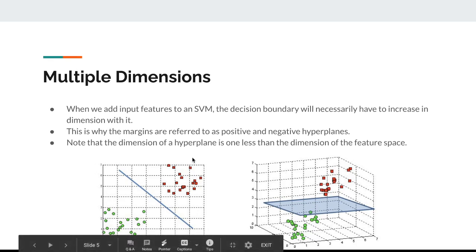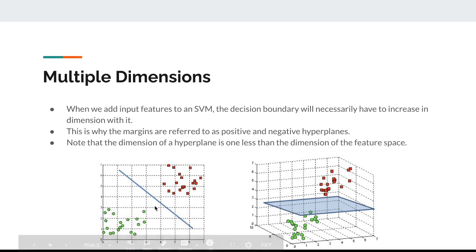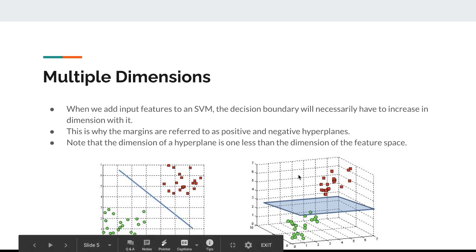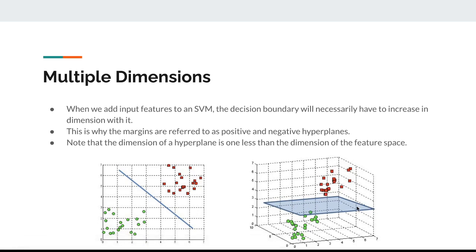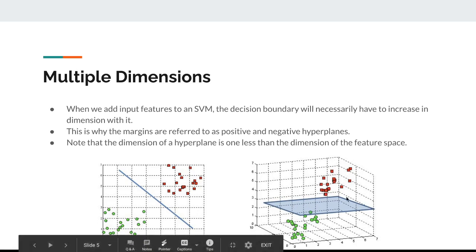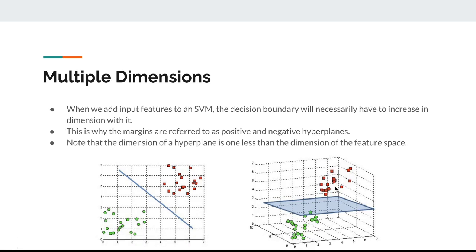For example, here we have a 2D feature space, and the hyperplane is one less than that, and thus is a 1D line. In this situation, we have a 3D feature space, and thus our hyperplane is actually a 2D plane that goes between the two clumps of points. So if there's more than two dimensions, we'd still be able to separate it by using some sort of hyperplane.